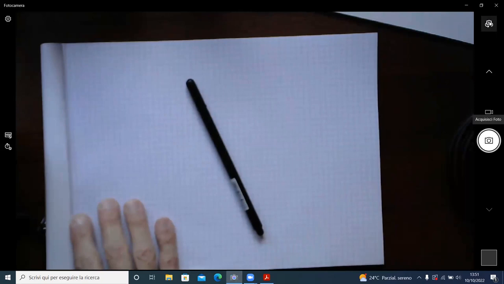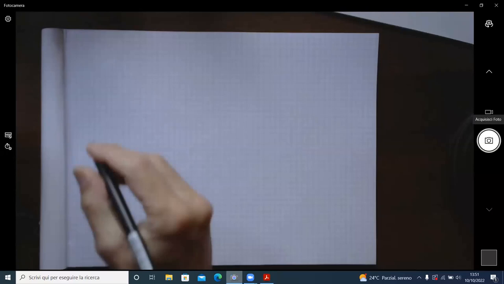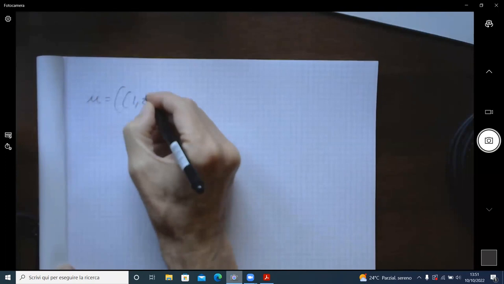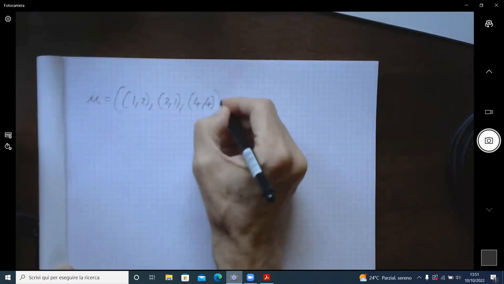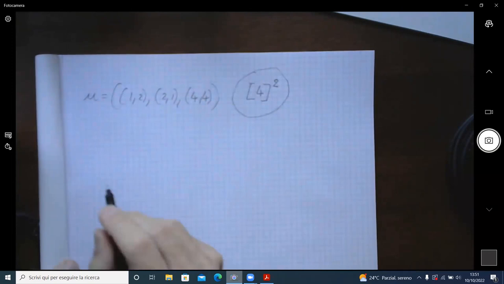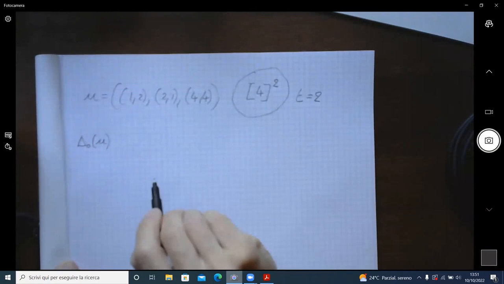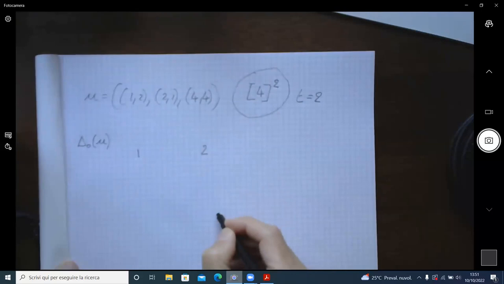Okay, so I hope this is fairly visible. So I had 1, 2 to 1, 4, 4. So our U is, so I have this permutation in my two-dimensional discrete square, four square. So I want to compute delta zero of U. So here T is 2. So my graph has vertices n to the T minus 1. So the vertices are simply 1, 2, 3, and 4.